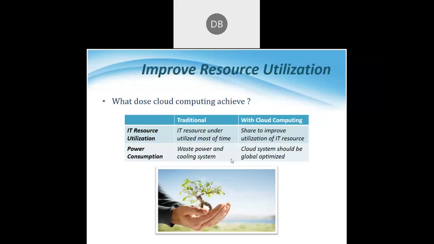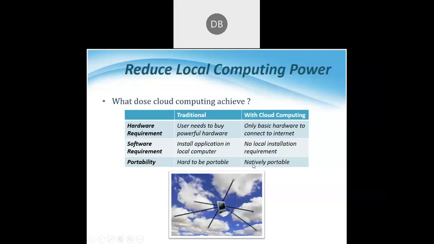suppose every organization has its own infrastructure, then there will be wastage of power and cooling system, just like power consumption. And in cloud computing, it is shared globally. So all servers are located globally. It is analogous to this. I can give the example of going by metro and going with your own car.